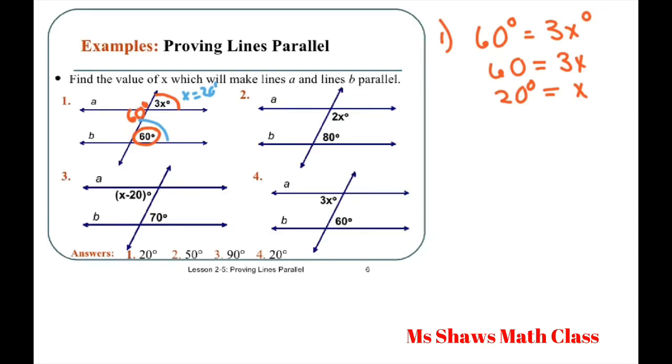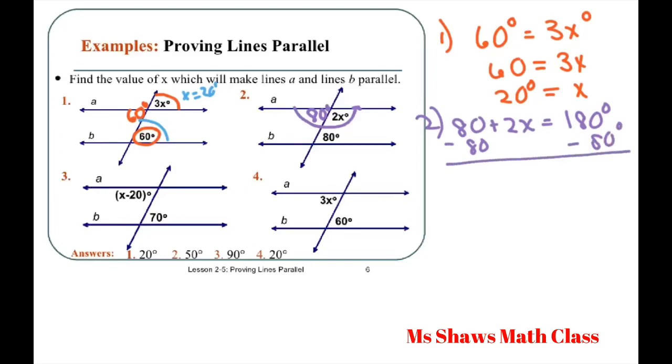We don't have corresponding or alternate interior angles. But I can make this one 80 degrees. And then I'm just going to use my supplementary angle theorem to know that 80 plus 2x equals 180 degrees. So I subtract 80 from both sides. That's number 2. And we get 2x equals 100. So x would equal 50 degrees.